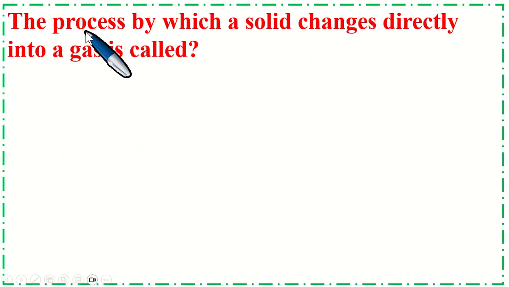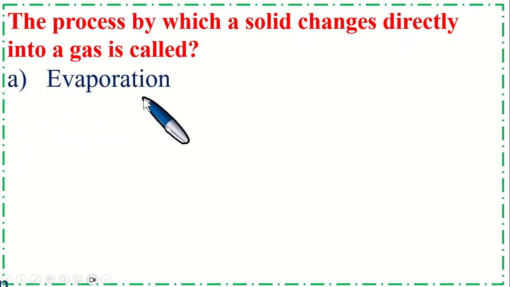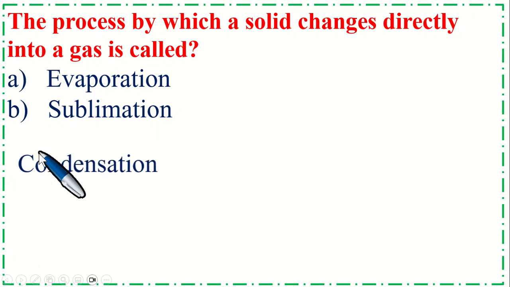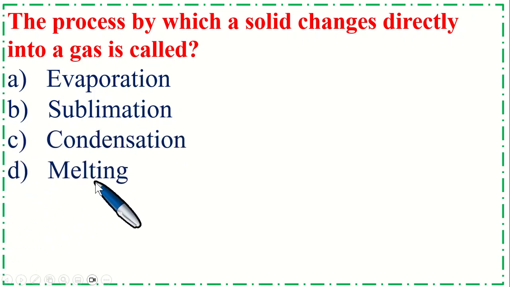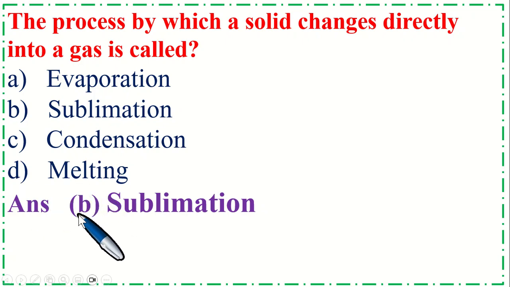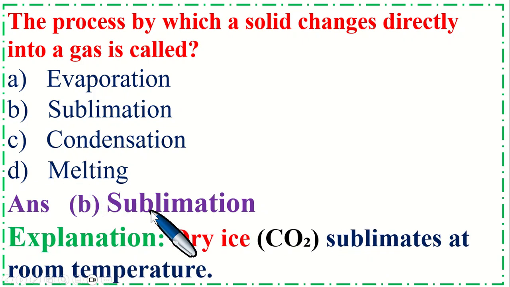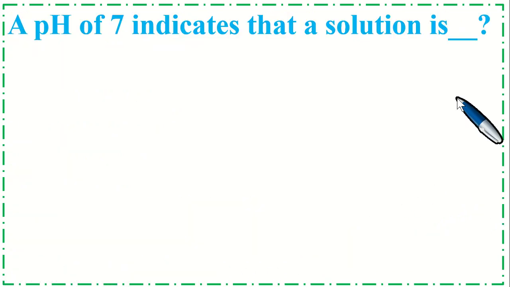The process by which a solid changes directly into a gas is called: option A, evaporation; B, sublimation; C, condensation; and option D, melting. So the correct option is B, sublimation. Dry ice, CO2, sublimates at room temperature. So this is a very important MCQ.